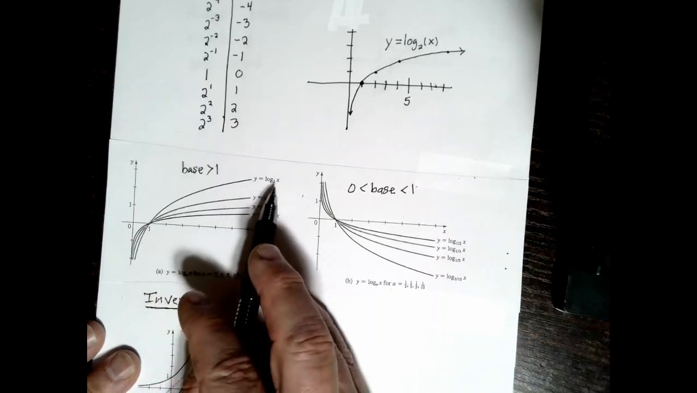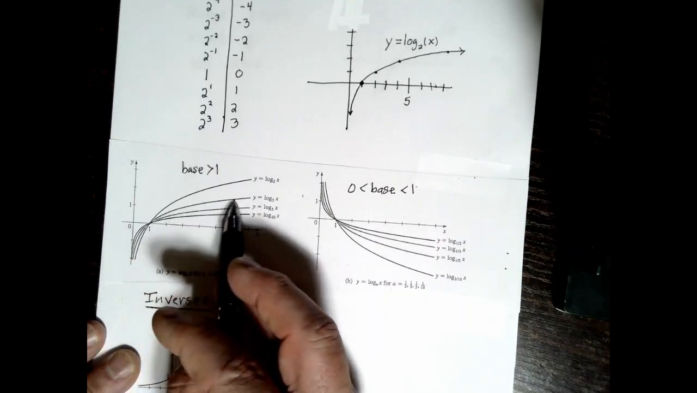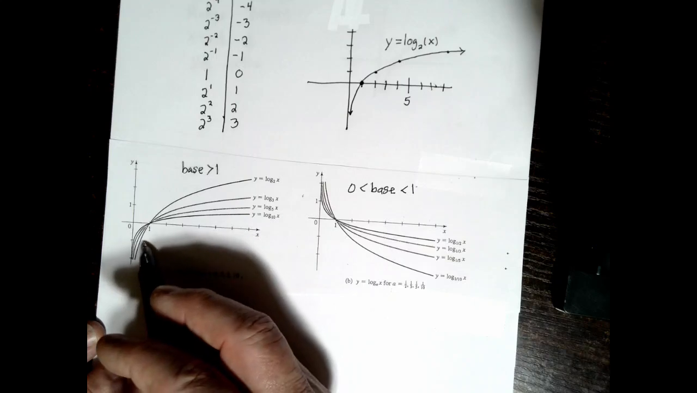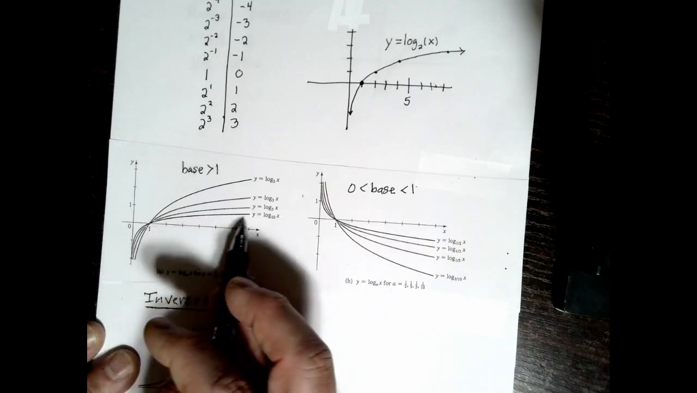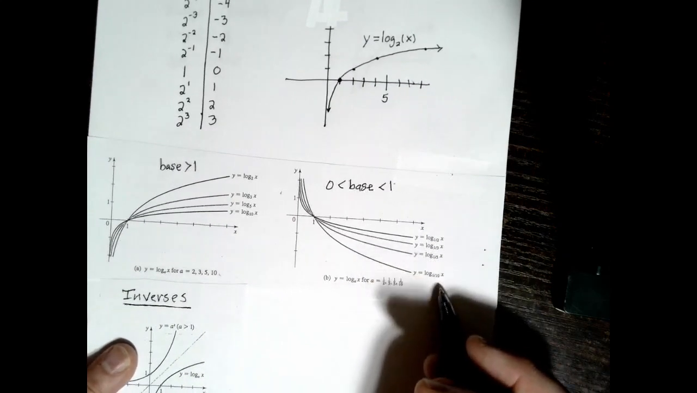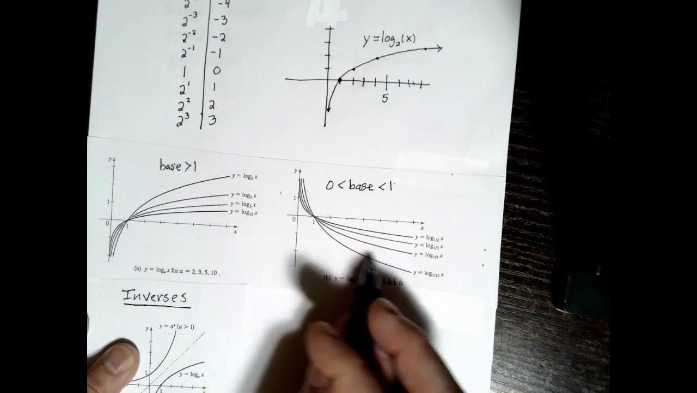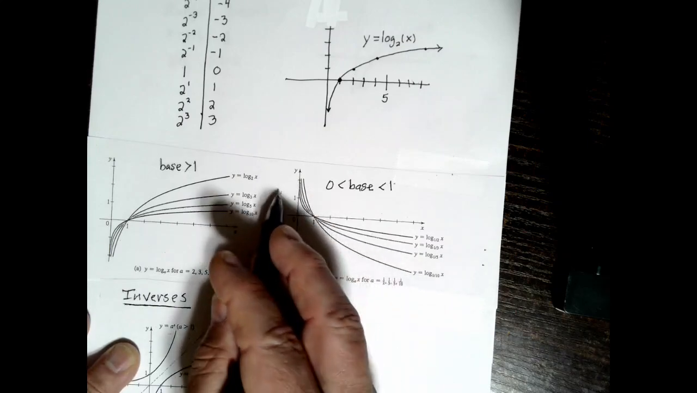Now if your base is some number greater than 1, like 2, 3, 5, or 10, it's going to shoot off to the right, and the greater the base, the lower it goes. And now if your base is a fraction, notice that it shows almost like decay. It's going downward from left to right.